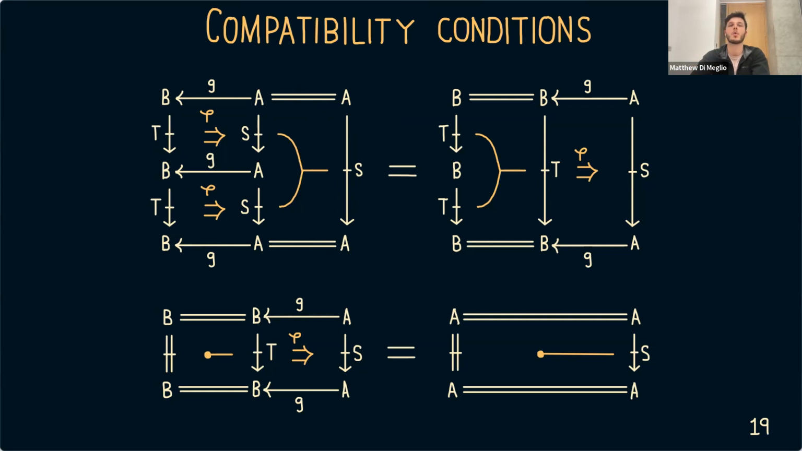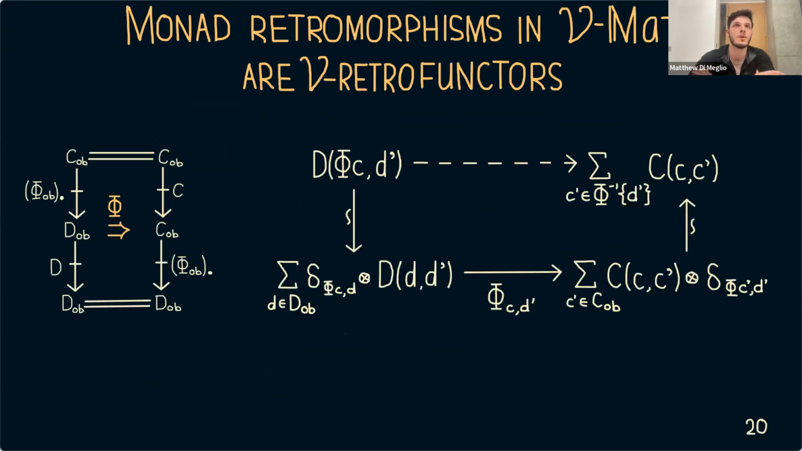But again, I think it's more illuminating to look at some examples. So for the first example, the monad retromorphisms in the double category of matrices in V are the V-retrofunctors, also known as V-cofunctors. The notion of enriched cofunctor was introduced by Bryce and me earlier this year. Bryce gave a talk at ACT, and then we've recently put out a preprint about enriched cofunctors. But cofunctors in the Set-enriched case have been talked about for a number of years now.